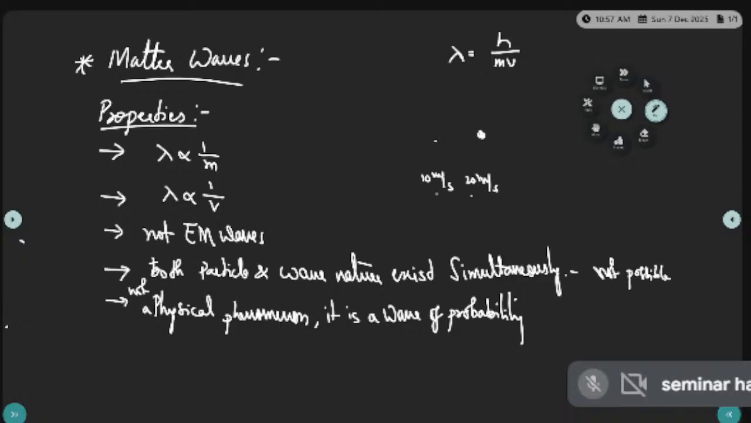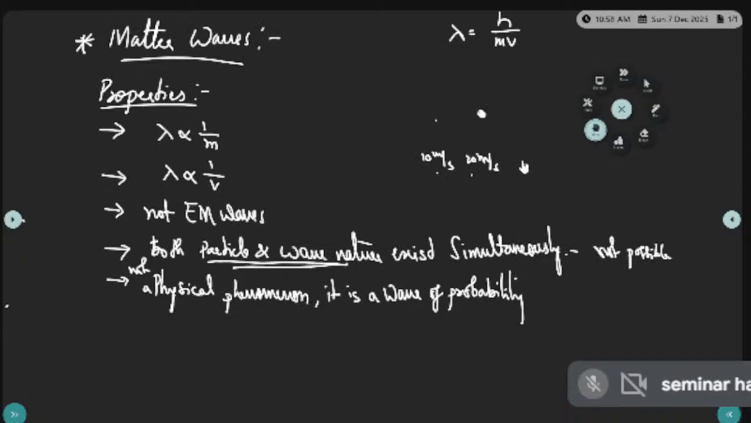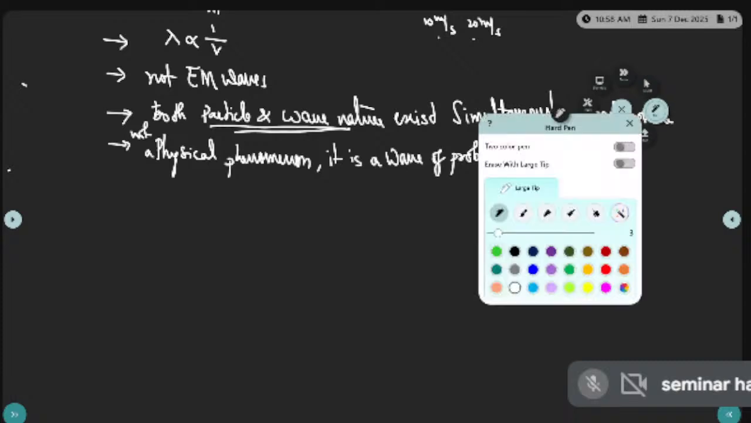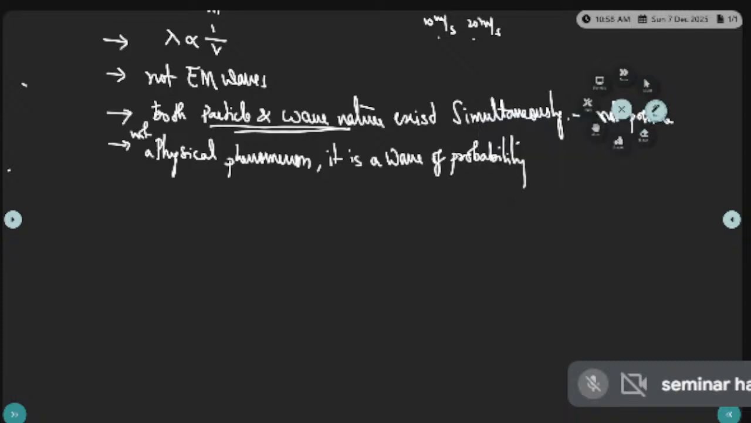So this concept, that both particle nature and wave nature are not possible simultaneously, made us discuss the next topic that we are going to see, that is Heisenberg uncertainty principle. Important.